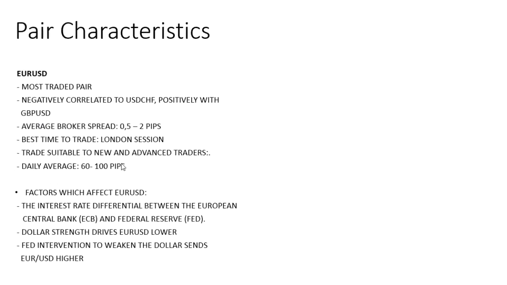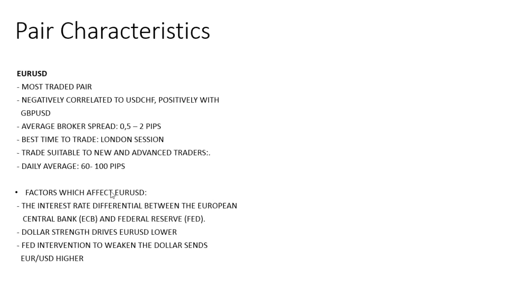It moves from 60. It's the daily average. Daily doesn't mean that it moves 60 to 100 pips every day. It can move 250 pips a day. I recently experienced a trade like that. It doesn't mean that it moves 60 to 100, but this is the daily average pips.